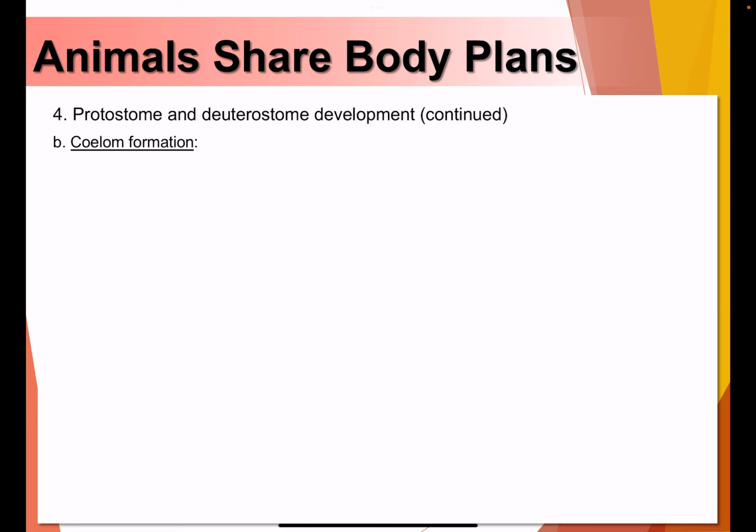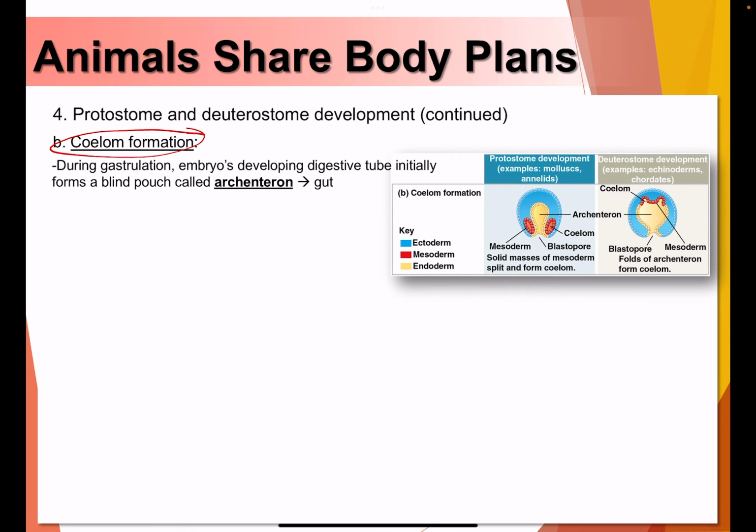The second thing that is different between protostome and deuterostome development is the coelom formation. For coelom formation, remember that is the hollow space within the animal itself, around the primitive gut that is forming. During gastrulation, here's the ectoderm, here's the endoderm, and then you have the red as the mesoderm. The embryo's developing digestive tube is what we call this pouch right here, called the archenteron. And the coelom is then the pocket that is formed by the mesoderm. Not the endoderm, but the mesoderm.